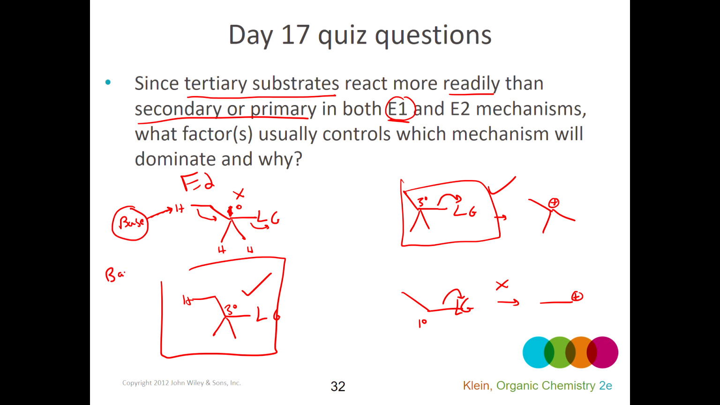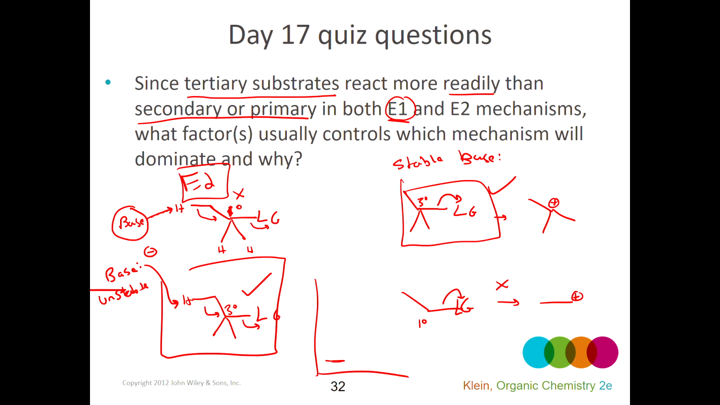So if the base is especially unstable, then it's just much more likely to collide here and start the process off and push out the leaving group. So if I have an unstable base, it's much more likely to do an E2 because the base is involved in that collision. If I have a more stable base, maybe it doesn't have a negative charge, maybe it's neutral, it doesn't need to share its electrons so much. If it's much more stable, then the base starts at a lower energy.